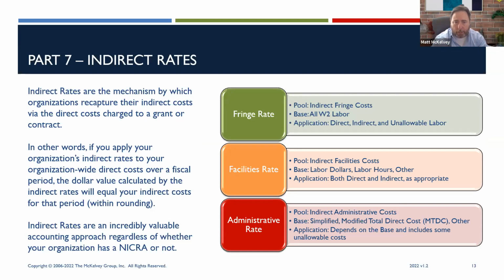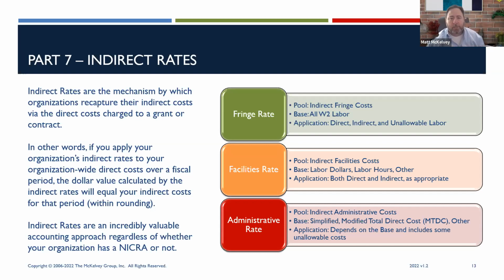Now, where it really helps with a NICRA or helps with the government is when you're actually doing direct labor, you can apply that fringe rate to your direct labor, have your direct fringe as a direct cost that's charged directly to that program, and it doesn't sit in your administrative cost. So it makes your indirect rates smaller, your facilities and administrative. So there's a real value of charging fringe directly.